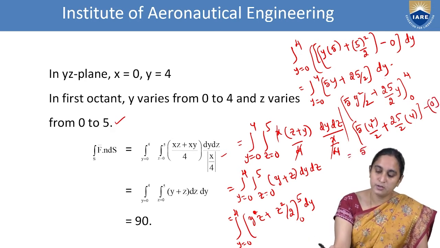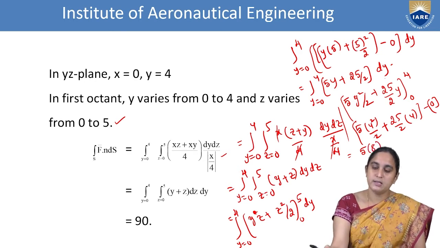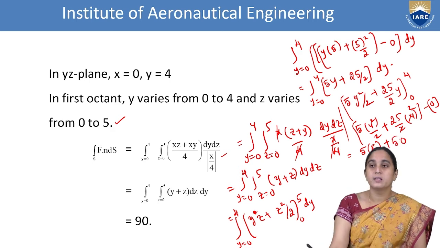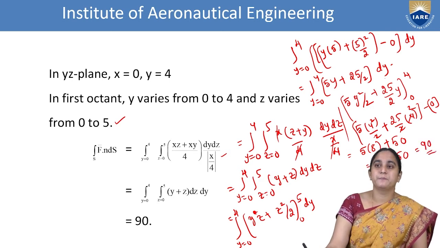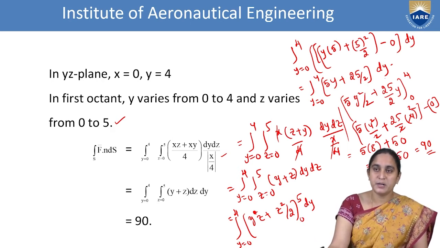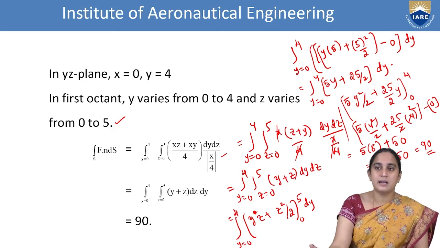Therefore, 5 into, here 4 square is 16, by 2 is 8, so 5 into 8, that is 40, plus 25 by 2 into 4 is 50. Therefore, 40 plus 50, the final answer is 90. Therefore, the given integral of f bar dot n bar ds for the particular first octant, in between the limit points z is equal to 0 to 5, the final answer is 90.